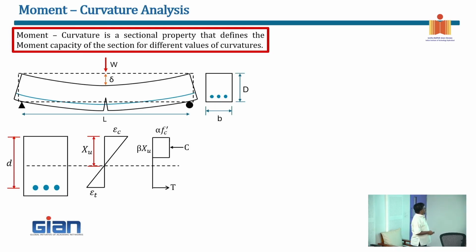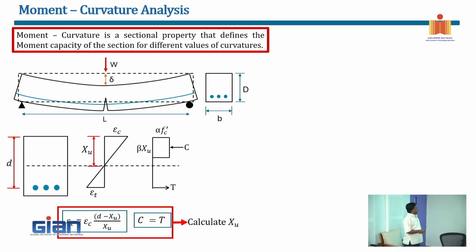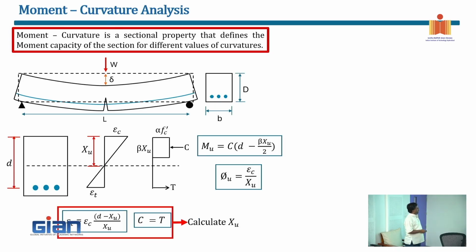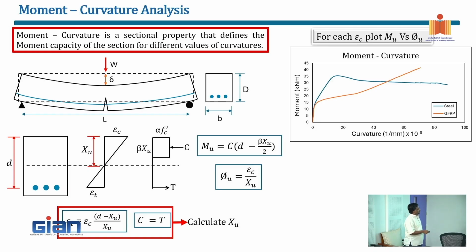So moment curvature analysis that we talked about, maybe some of this may be repetition. Again, I told you why it is important: so that I can compare different cross sections, right? So what we do here is we assume a strain gradient and we assume some neutral axis and then iterate until the equilibrium conditions are satisfied, and then we go back and calculate your moment resistance. Curvature is the rotation of the section. So I know epsilon c, I know the neutral axis depth, so you divide it, you get your curvature, right?